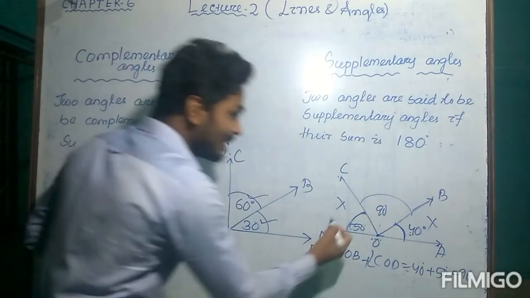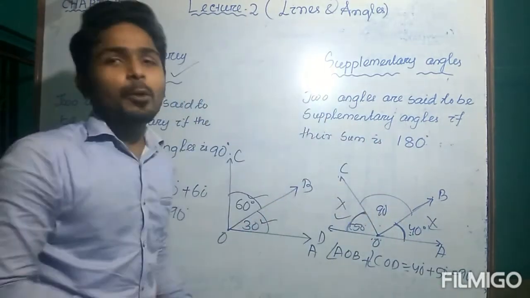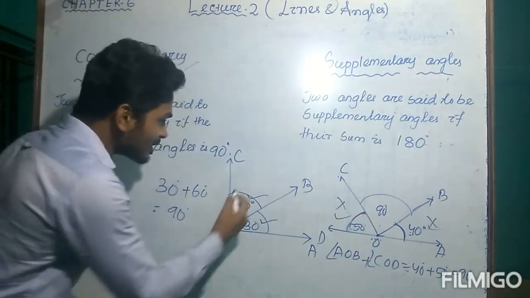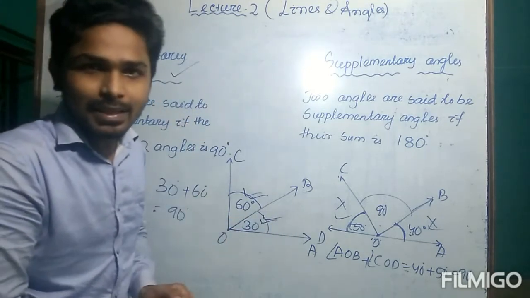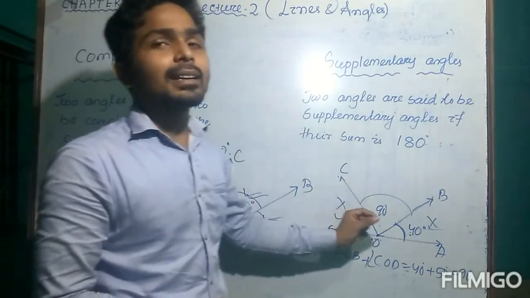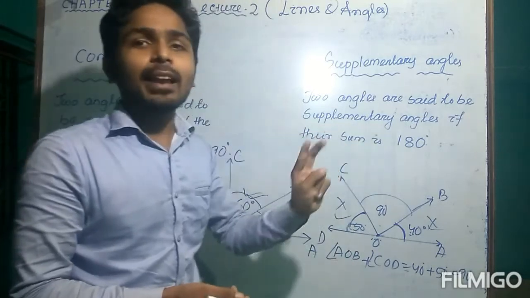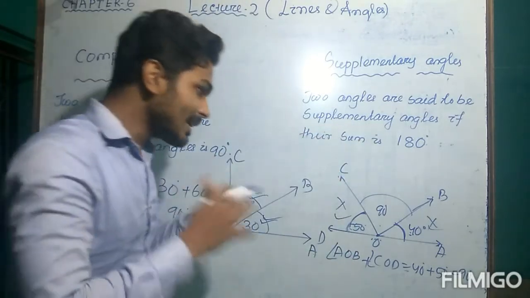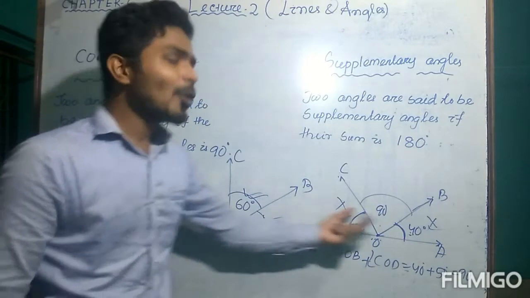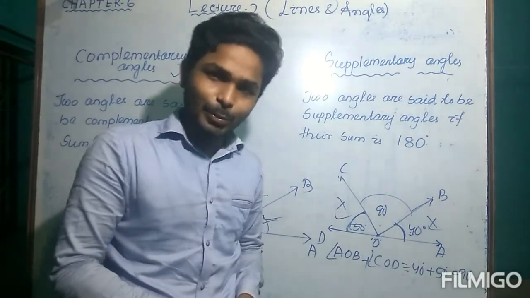That is why these two angles are also known as complementary angles. Here also these two angles are complementary angles. So in order to be complementary angles, the sum of the two angles must be 90, but it doesn't matter whether they are adjacent or not adjacent. Understood?